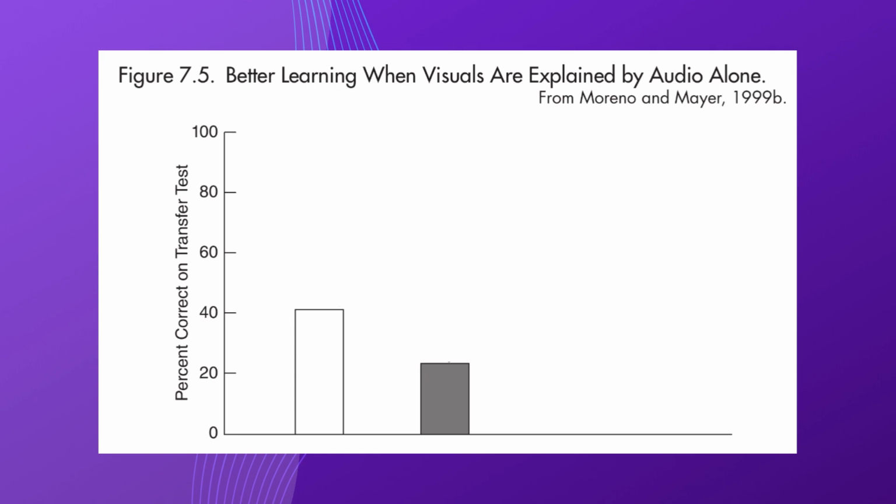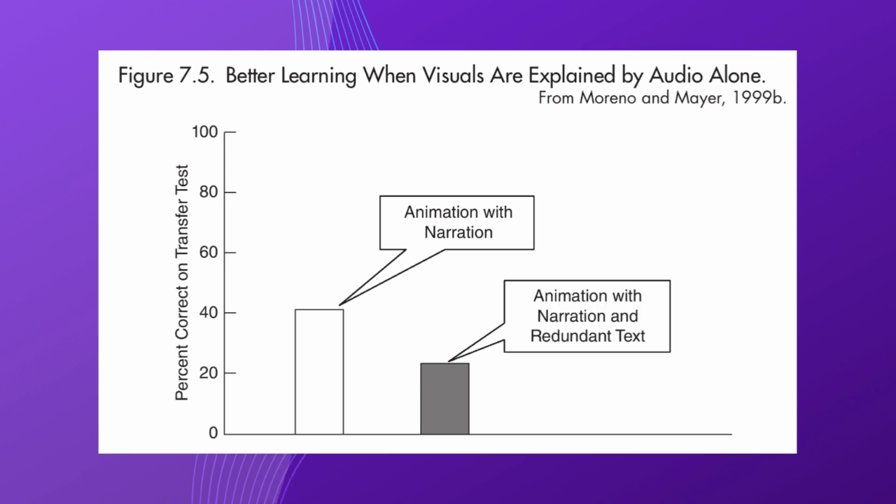Much of the evidence presented in their writing dealt with technical topics and or hands-on tasks, hands-on in the sense that a person's hands are on the computer. Anyway, in the graph pictured, evidence clearly shows that in multimedia lessons for soldering, participants who learned from animation with narration scored significantly higher on transfer tests than participants who learned from animation with narration and redundant text.